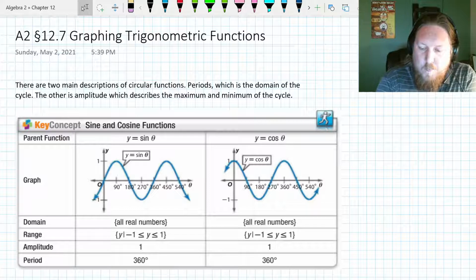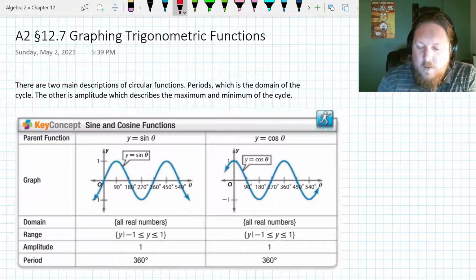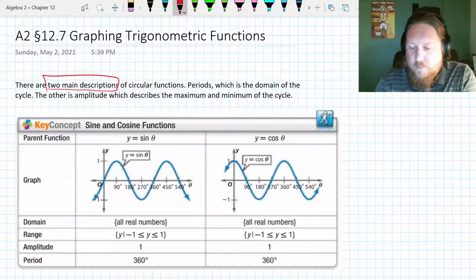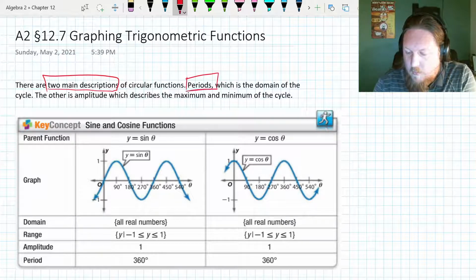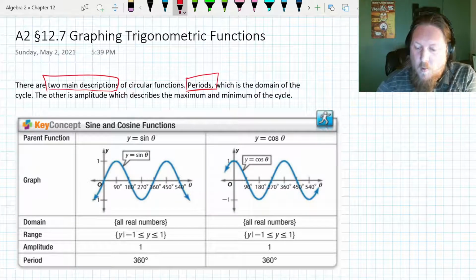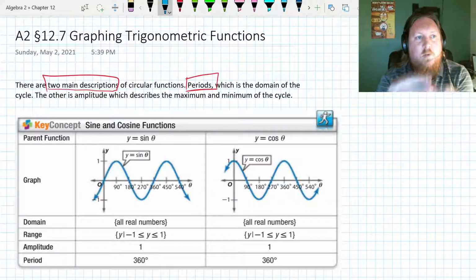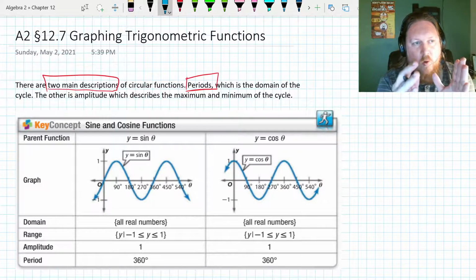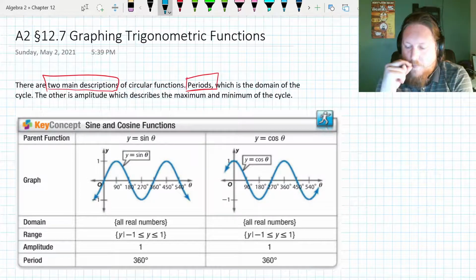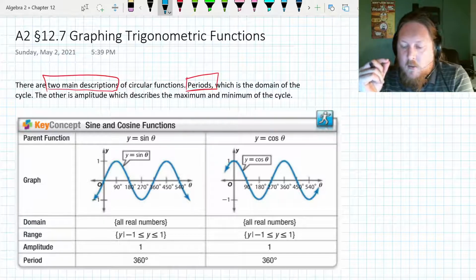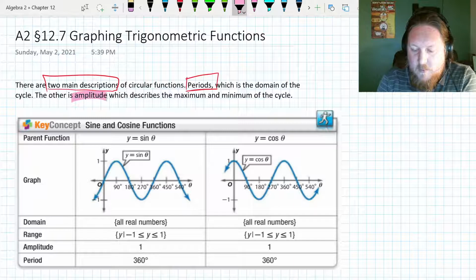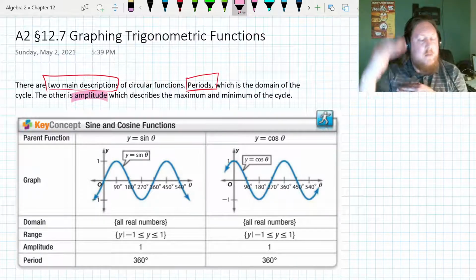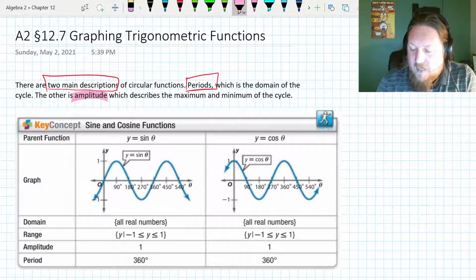So, right now we're going to have just two main descriptions of circular functions. The first one we talked about in the previous lesson, that would be period, or how long it takes inside the domain for one complete cycle of a graph to complete. And then the second part is something we call amplitude, which is basically the minimum and maximum of a cycle.